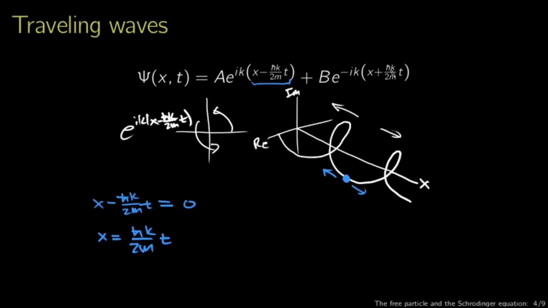For the other term here, the relative sign of x and t is different, so you end up with a wave propagating in the opposite direction. So these are our traveling wave solutions to the time-independent Schrodinger equation, or to the overall Schrodinger equation.